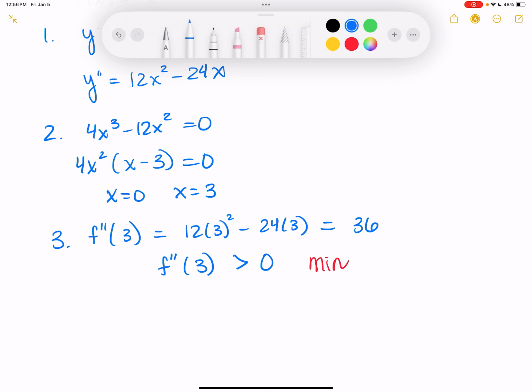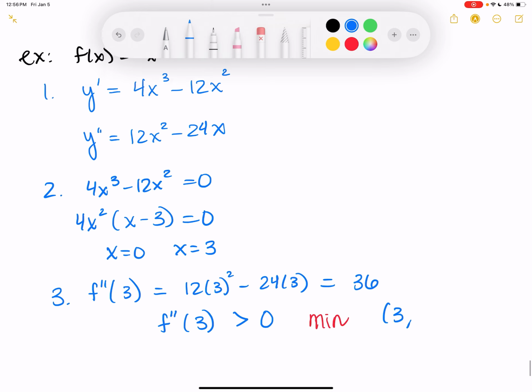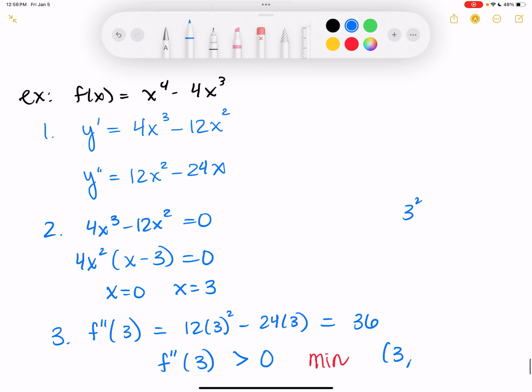That means that, wait, would that mean that x equals 3 is a min? Or wait, what would be the min? The min would be, the x value would be 3. We need to find the y value from the original. So the min is going to be at 3, and if we plug 3 into the original, somebody's going to have to do this: 3 to the 4th minus 4 times 3 cubed. That's going to be the y value there from the original.